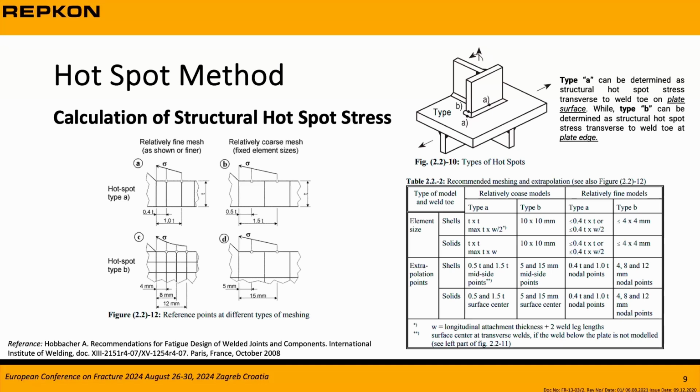Let's continue with the hotspot stress method. Reference points and different types of meshing are given here, which are hotspot type A and hotspot type B, and the finer mesh is given here, the relatively coarse mesh given here. Also, what are type A and type B? Type A can be determined as the structural hotspot stress transferred to the weld on the plate surface, while type B can be determined as the structural hotspot stress transferred to the weld at the plate edge.